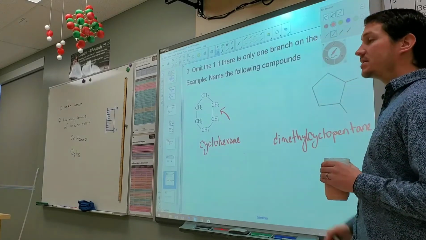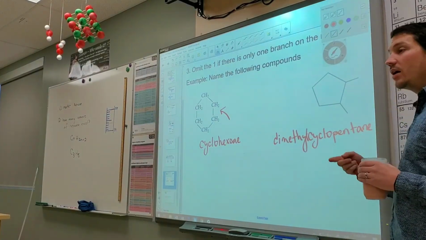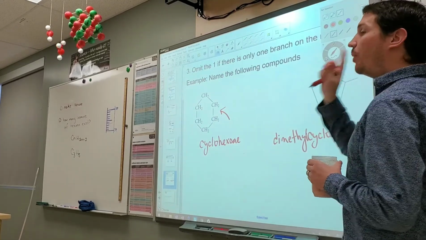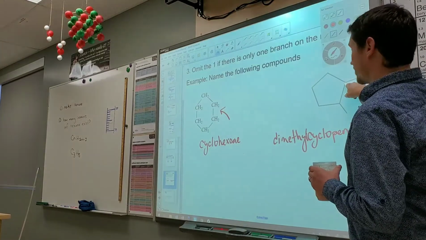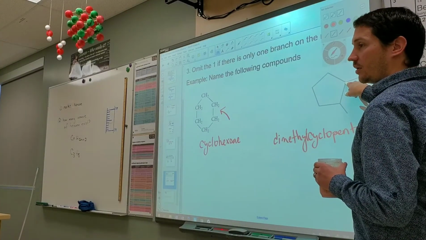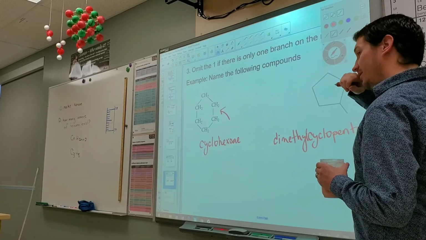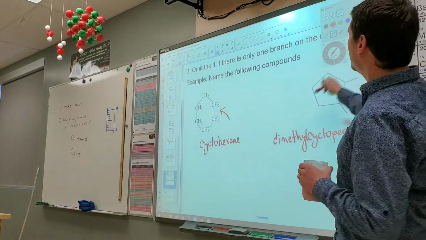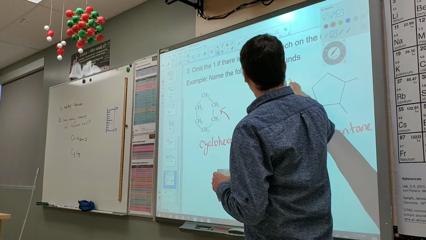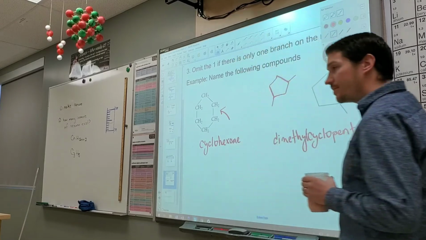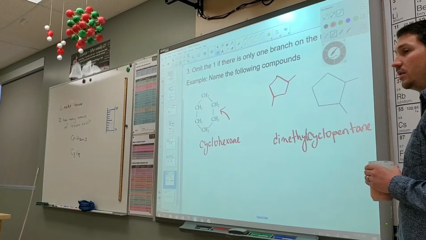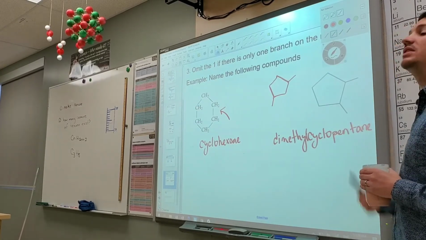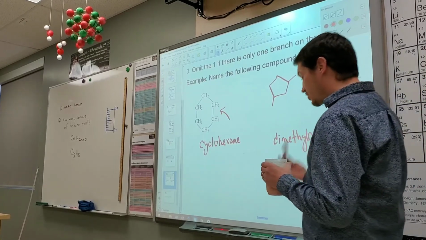But the problem is, you have to tell me where those branches are, because could both of the branches be on that first carbon? Technically, yeah. Is there a difference between this and this? Is there a difference between that and that? Yeah. Then you have to be able to discriminate because of the name.